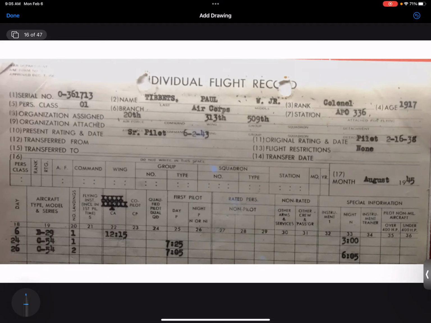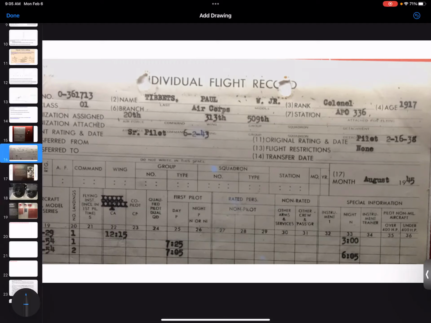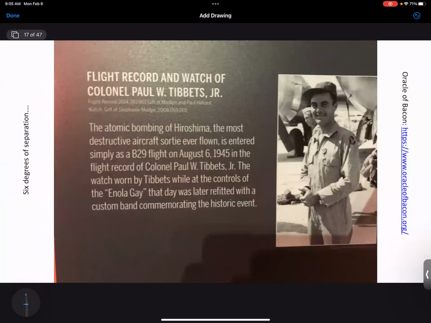Anybody have any thoughts as to which mission? This is from the first atomic bomb drop. So I was at the World War II Museum. This was the flight record from Colonel Paul Tibbets, who was in command of that mission.